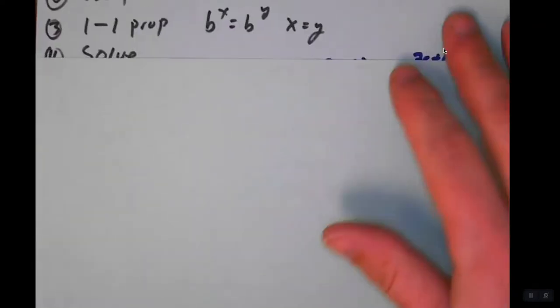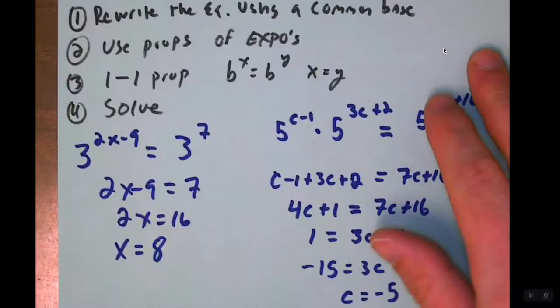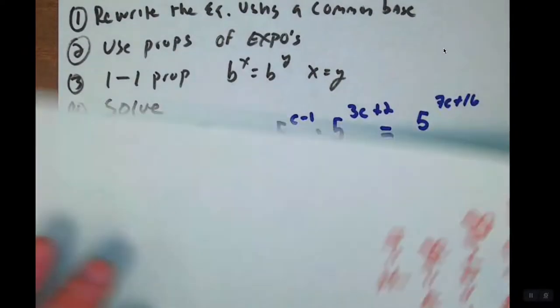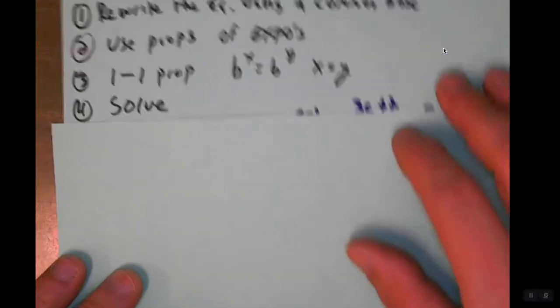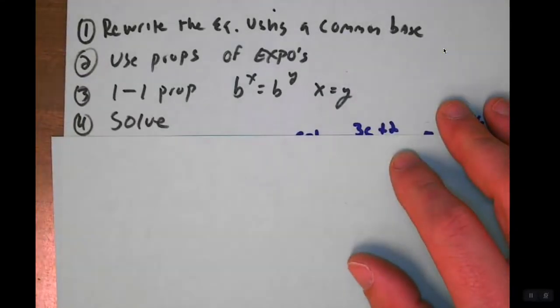So the steps to solving an exponential equation are real simple. You just got to rewrite the equation using a common base, right? You need to use properties of exponents. You use the one-to-one property, which is if b to the x is equal to b to the y, then x equals y. And then you just solve.